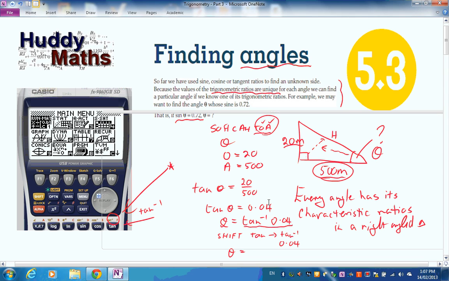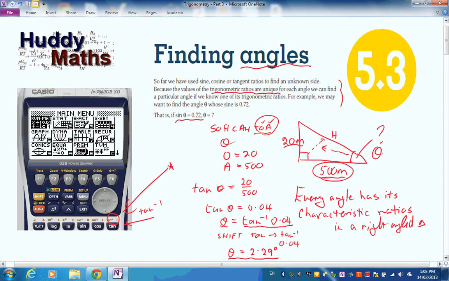So what did you get? For that one then, theta is equal to, what do you think? I think it comes to 2.29 degrees. It's not a very big angle, because we've got a long distance to get over the hill. So can you do that, do you think? Same approach, this time theta is missing. You have its characteristic ratio, and you actually have to go backwards using the calculator to find the angle with that ratio.